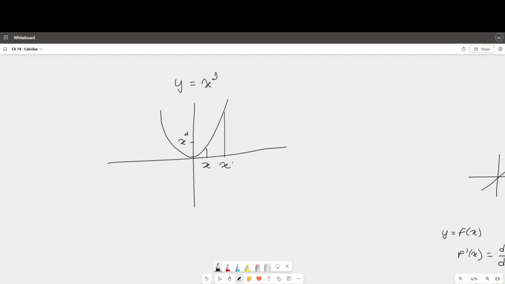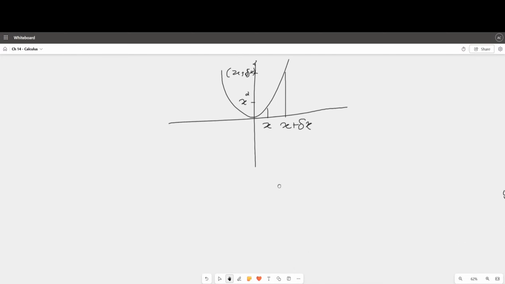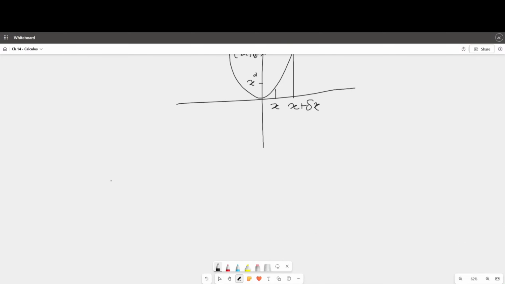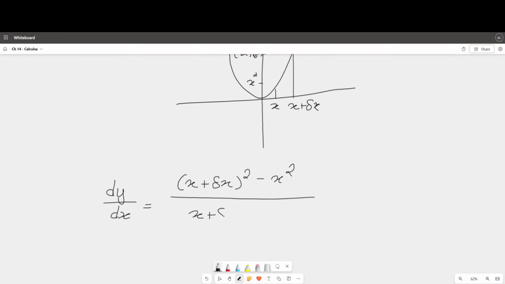Then let's take some x plus delta x here. So this will be x plus delta x whole squared. Just assume that's delta x. So what will the gradient be? Well, by our definition, dy by dx, which is the gradient, will be (x plus delta x) whole squared, y2 minus y1 over x2 minus x1, right?